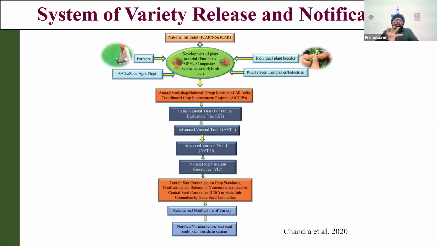Now, looking at the overall pipeline, how varieties are released in India and which methodology you have to follow, we will discuss it in a nutshell. First, whether it is an ICAR institute, a non-ICAR institute, a seed industry or a public-private partnership, or farmers or individual plant breeders, if they are developing lines, they have to go through coordinated trials, the All India Coordinated Crop Improvement Project, which started in 1957.